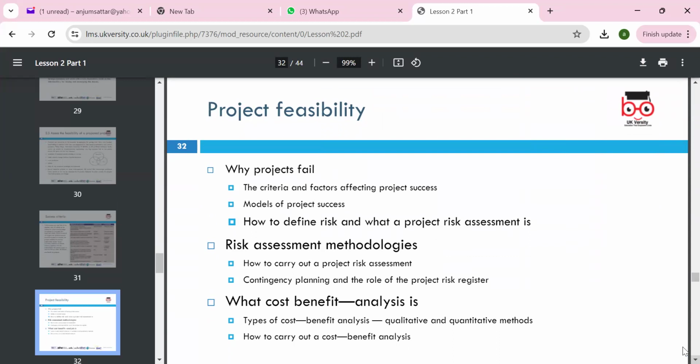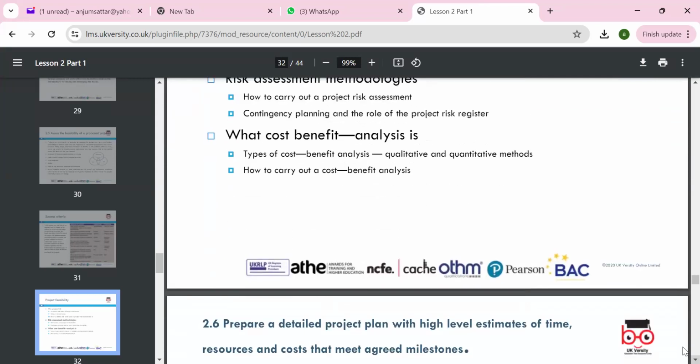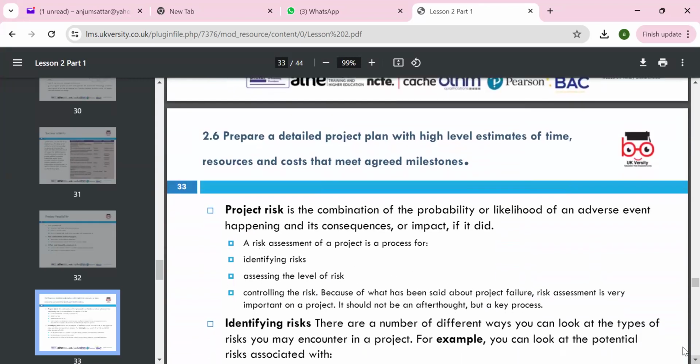Risk is the probability of happening, success and failure. Methodologies: yes, we can use contingency planning, cost benefit analysis looking at the break even, and different techniques. 2.6, prepare the detailed project plan for the high level estimate of time, how long it will take to complete the project, project risk.